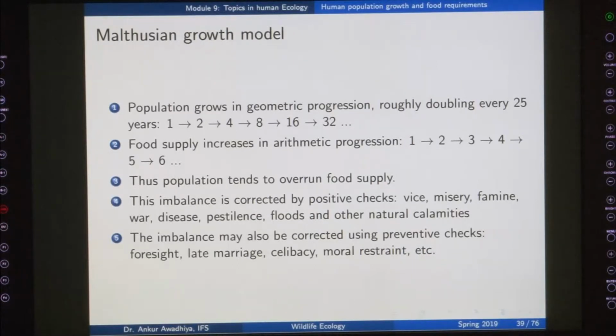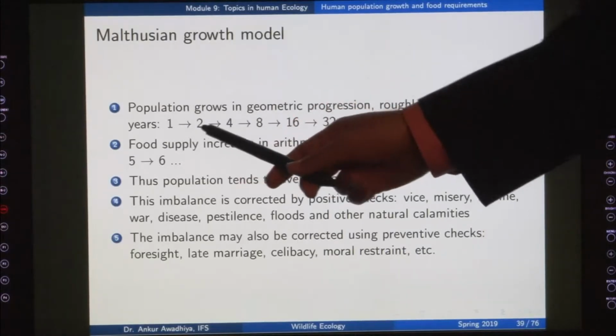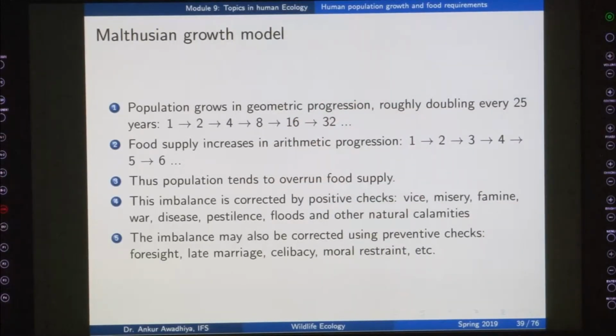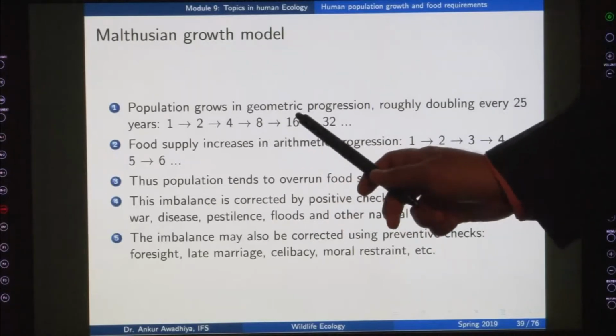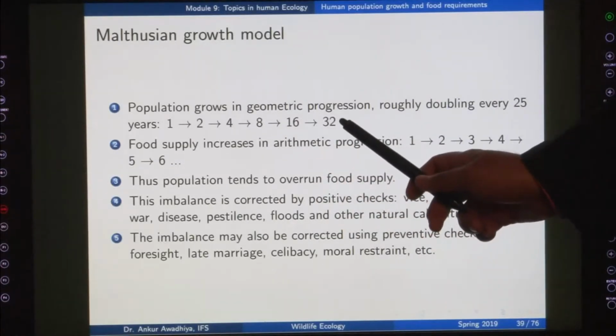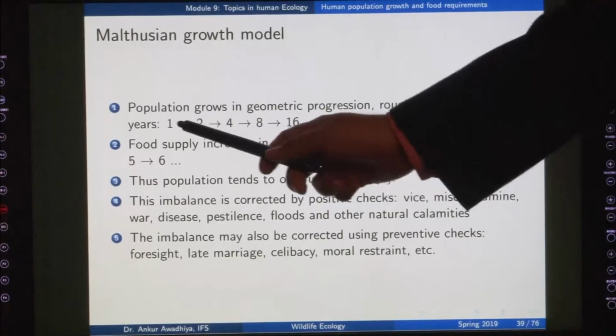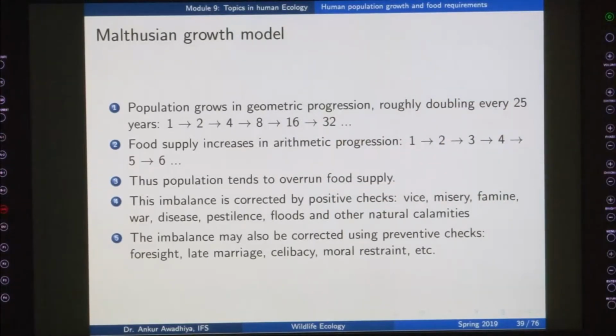So, if you have say 1 million people somewhere, in 25 years it will become 2 million, then in the next 25 years it will become 4 million, then 8 million, then 16 million and 32 million and so on. So, if we see, this is 25, 50, 75, 100, 125. So, in 125 years it has moved from 1 to 32.